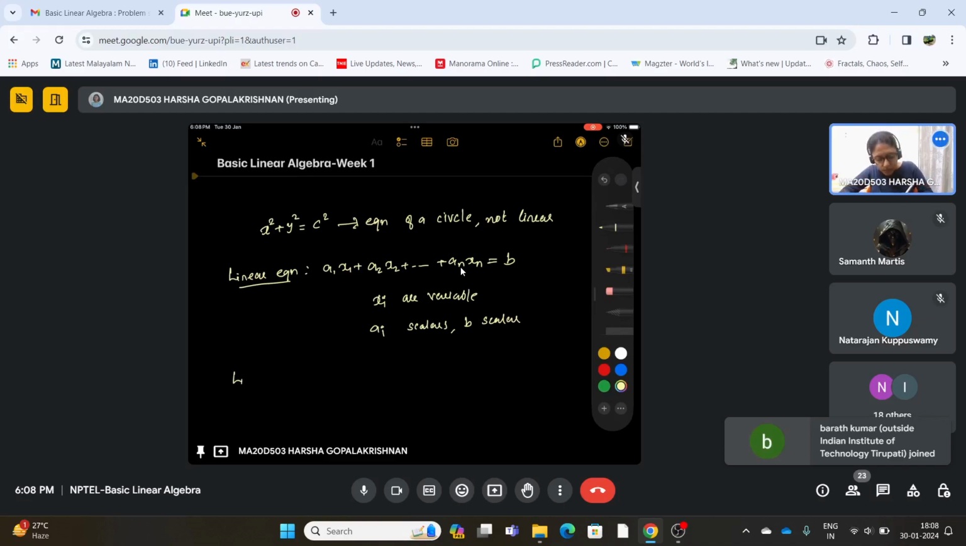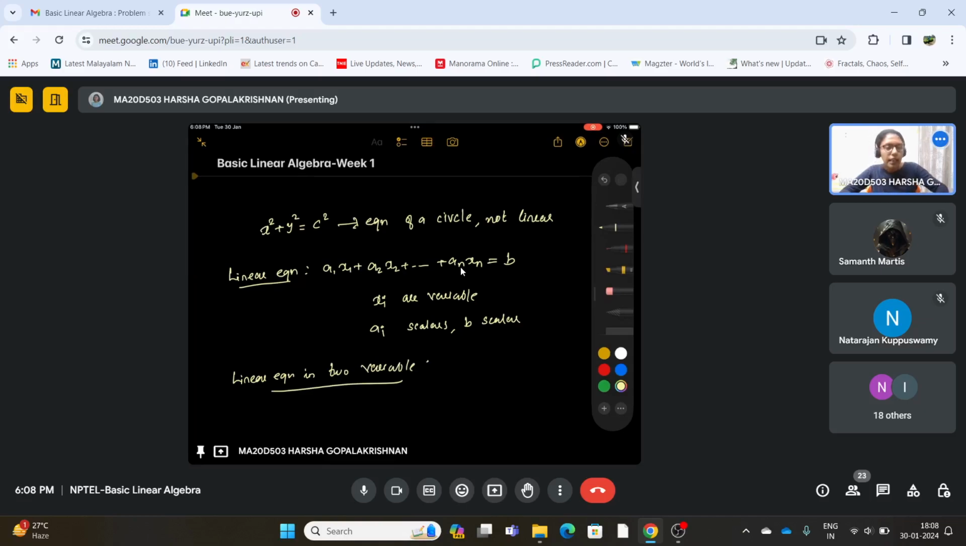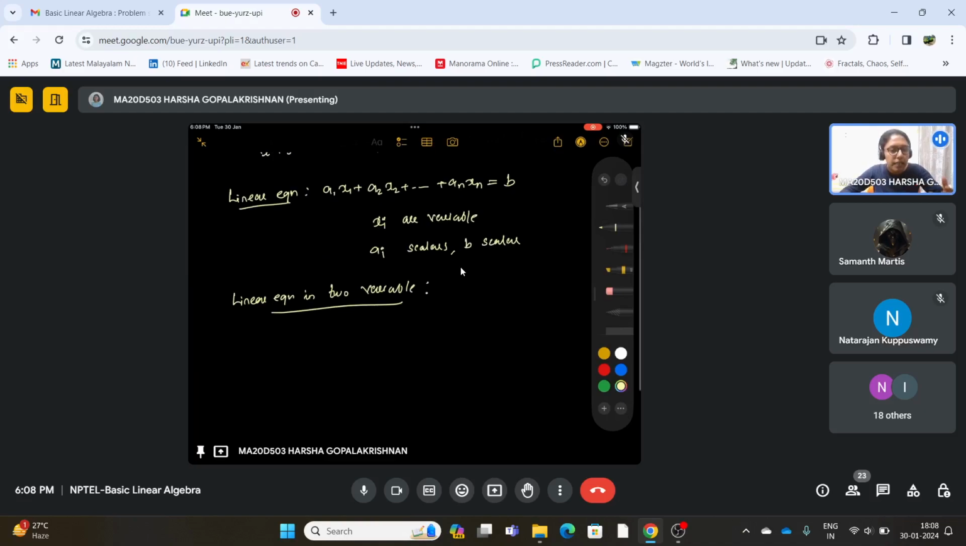Now, linear equation in two variables. In general, what does a linear equation in two variables represent? Can anyone tell? A line. Yeah, it is a line, ax plus by equal to c. That means there are two variables x and y, and the equation is in this form. So basically we know this is the equation of a line.